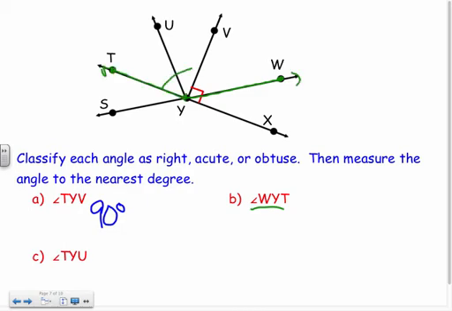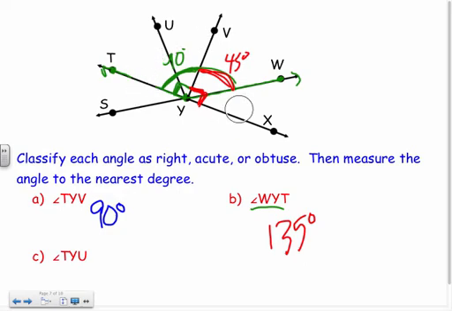So I'm looking at this whole thing. I already know that this part of it is 90, I figured that out. So 90 plus whatever this part is right here. Well, that's about half of this 90 degree angle, so it's about 45 degrees, I'll say. So 135. We're just taking our best estimate here, 90 plus 45. We're not using a protractor at this time.